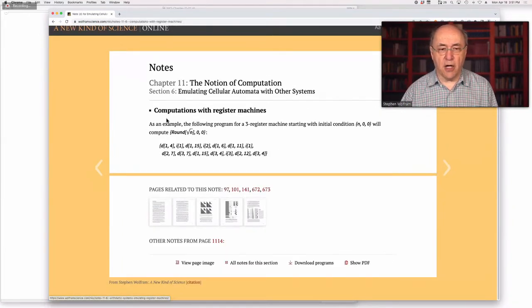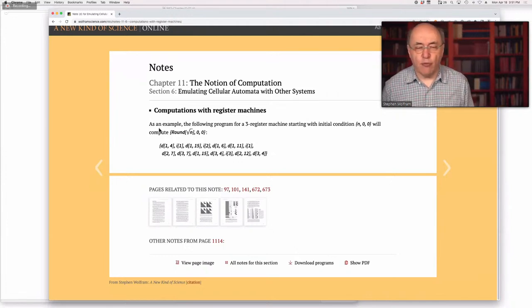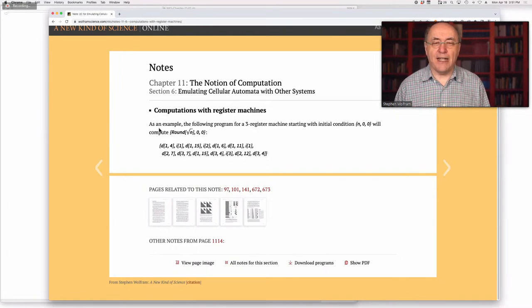Okay, this is just sort of a random note of the kind that you find in the NKS book all over the place. Random result that says the following three register machine will compute essentially a square root. So this is a square root computing machine.